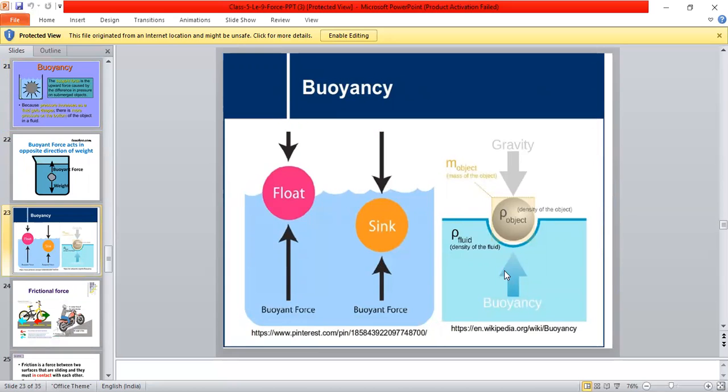See here. Now the things are put in water. Some float, whereas some sink. This arrow, which is indicating upwards, is called the buoyant force, which is exerted by the water on this object.